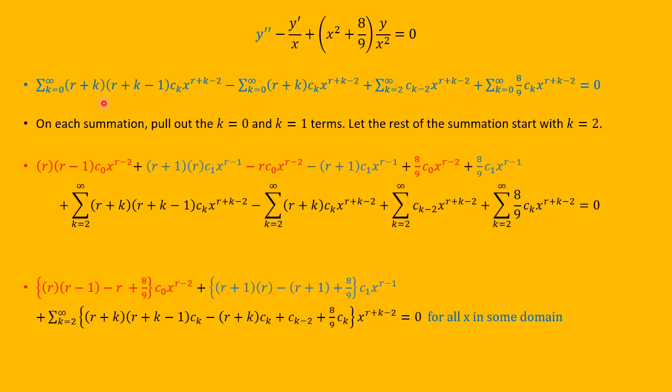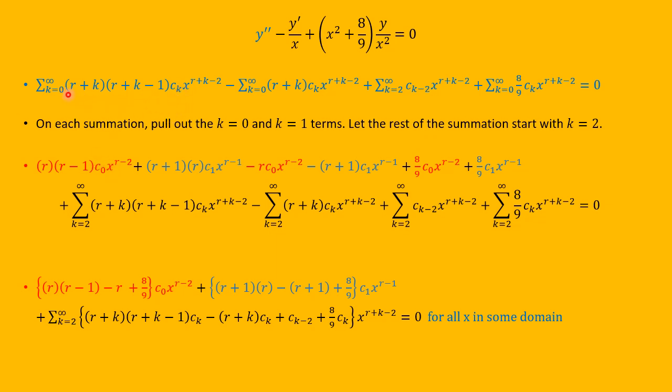So on each of these summations that go from 0 to infinity, we'll pull out the k equals 0 and k equals 1 terms, put them in front, and then let the rest of the summation start with k equals 2. Okay, so when we look at this first infinite series, when k equals 0, we have r plus 0 times r plus 0 minus 1 times c sub 0 x to the r plus 0 minus 2. That is just r times r minus 1 c naught x to the r minus 2.